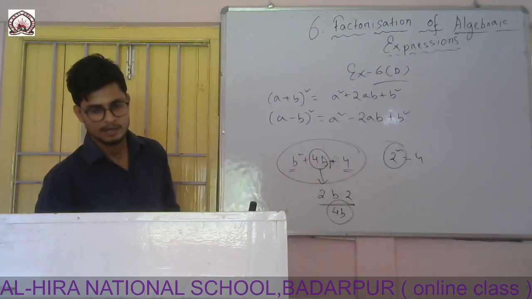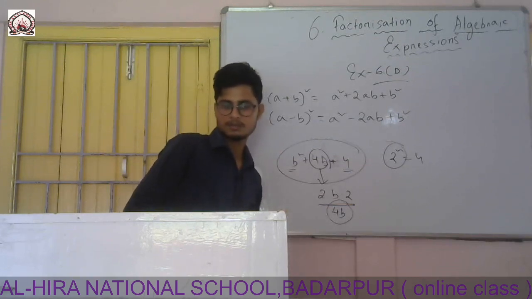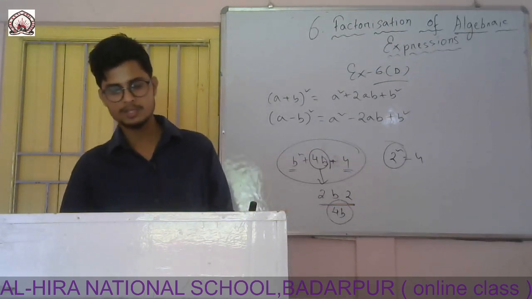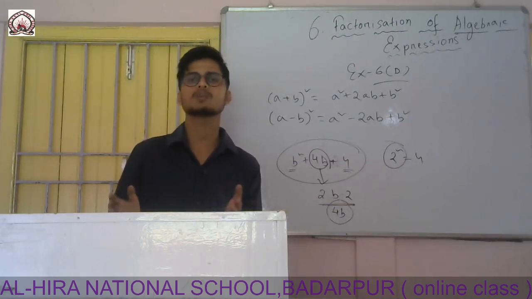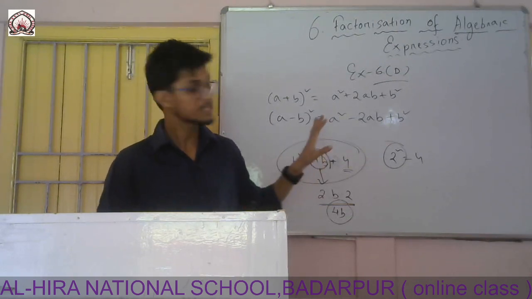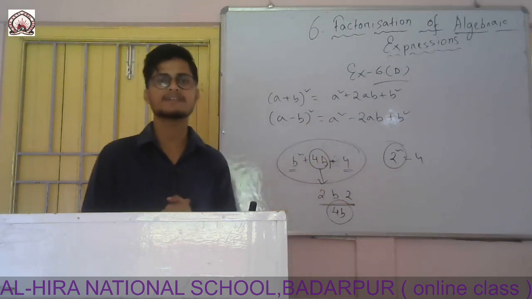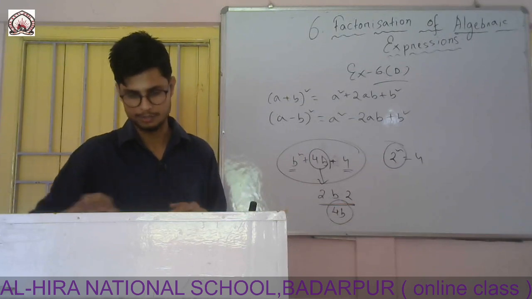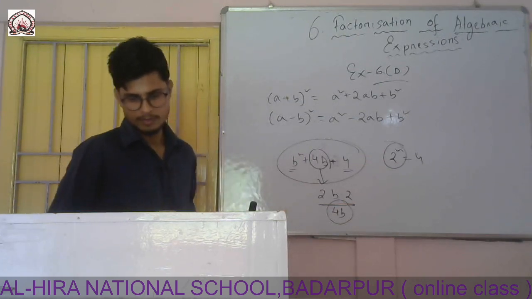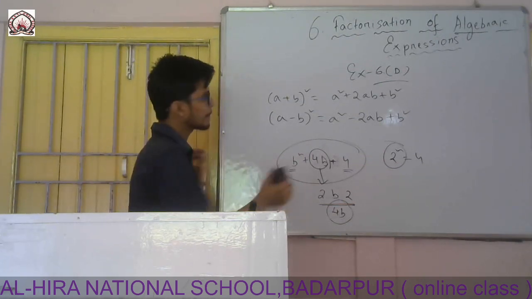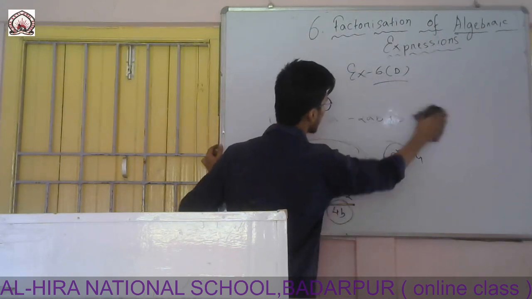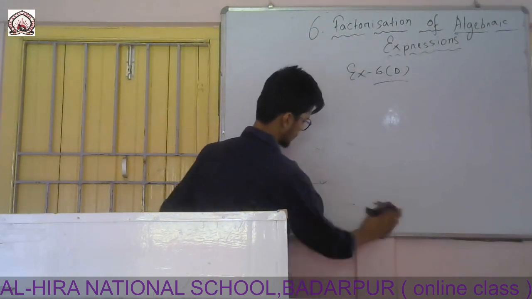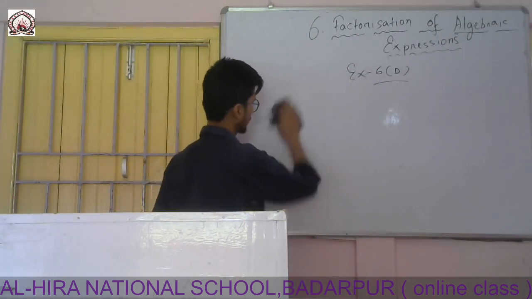So let's begin exercise 6d. The first question is, which are perfect trinomial squares? Simply you have to write yes or no. So these are the rules to understand whether it is a perfect trinomial square or not. For the first question, you only have to write yes or no.